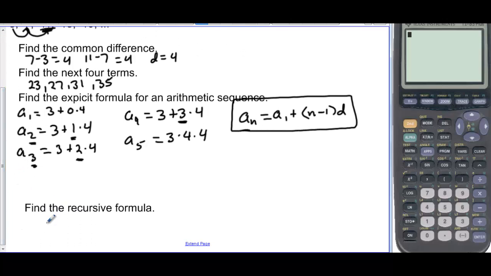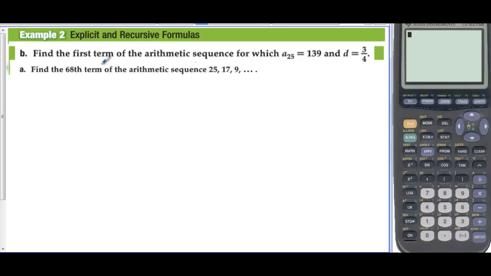The recursive formula is, well, tell me where it starts. a sub 1 is 3, and then a sub n is equal to, we'll take the term before and add on the common difference.